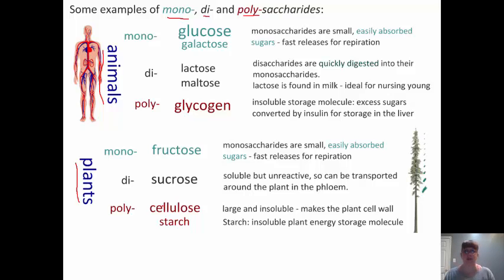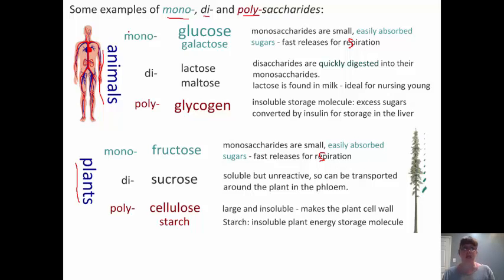They're very small, they're easily absorbed sugars, so they're very fast release for respiration. So this is glucose and galactose in animals, and then in plants this is fructose. So fructose is also a monosaccharide for fast release during respiration.